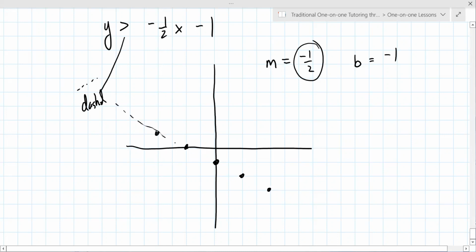Dashed line. Does your instructor require you to use a ruler? Well, it's multiple choice. It doesn't matter. Yeah. Okay. So presumably there would be one multiple choice answer that has a solid line. You'd get rid of that one. Now, are you shading above it or below it? Above it. Y greater than is above it.